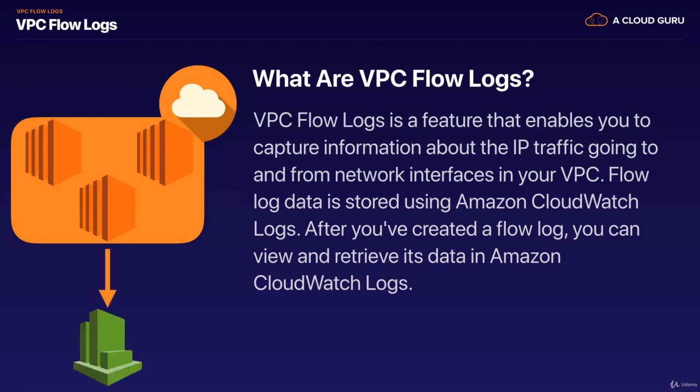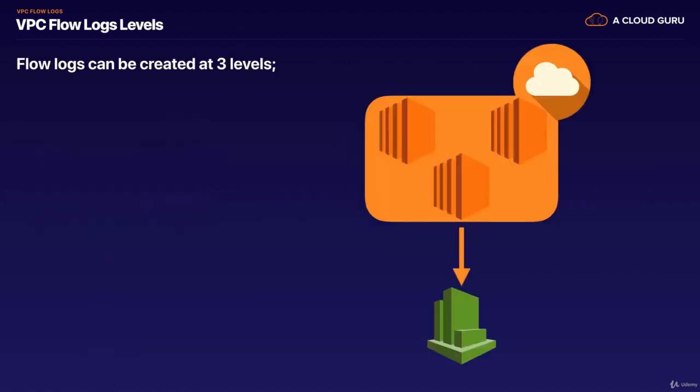So it's just a way of storing all the network traffic that's going on in your VPC. And flow logs can be created at three different levels. You can do it at the VPC level, you can do it at a subnet level, and then you can go all the way down to your network interface level, so down to your ENIs as well. So let's have a look at how this works in the AWS console.